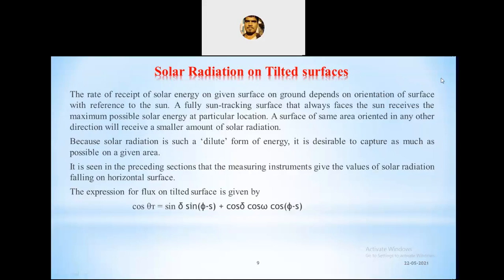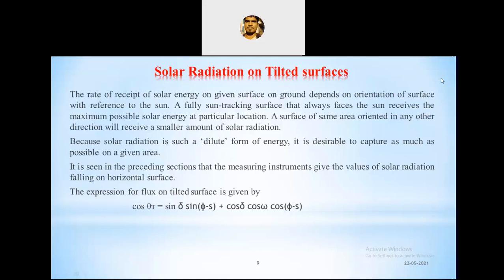So this is what sun tracking means: the tracking surface should be installed so that we can absorb the maximum amount of solar radiation. So the efficiency of the device or receiver increases. And this sun-tracking surface that always faces the sun receives the maximum possible solar energy at a particular location. So solar radiation always depends on the latitude and the meridian on the Earth's surface.